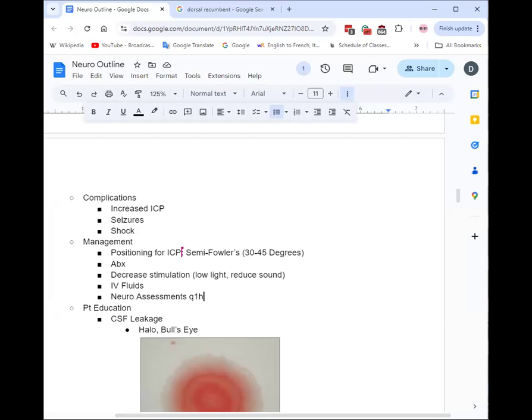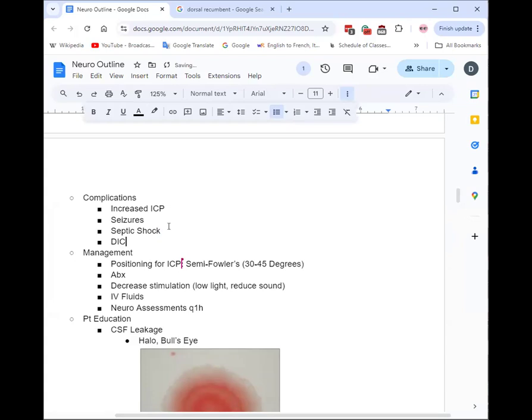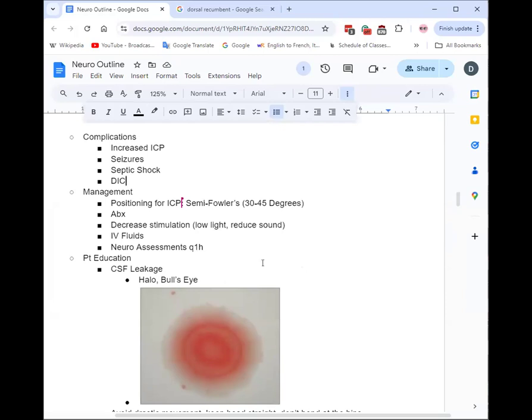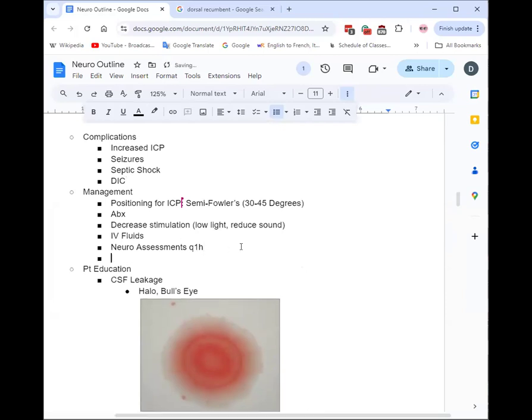Let me see if there's anything else. So complications that could happen, like septic shock, we mentioned that. It could even be hypovolemic shock. Remember, DIC can come from shock in general. Okay. So what else can we do to manage inflammation? What else can we do to manage really high pressure in the head, or just really high pressure?